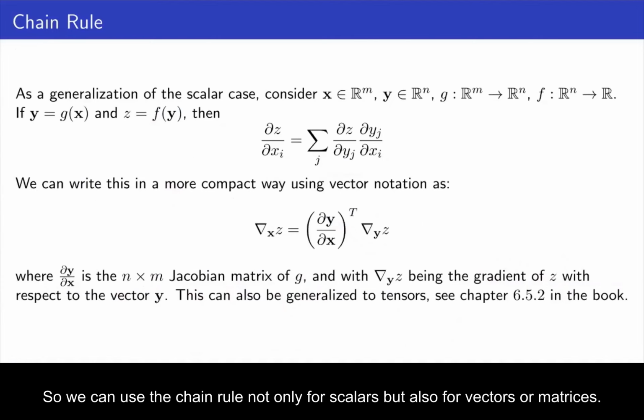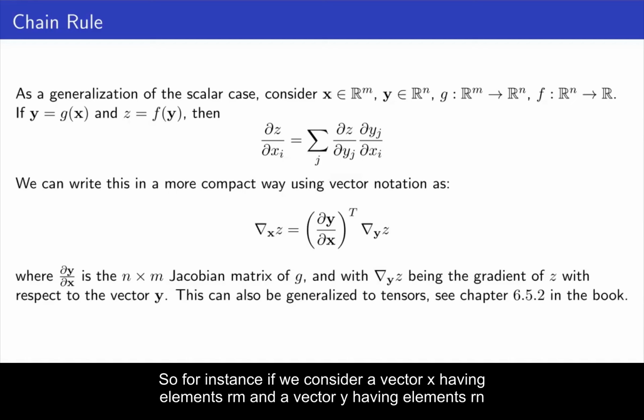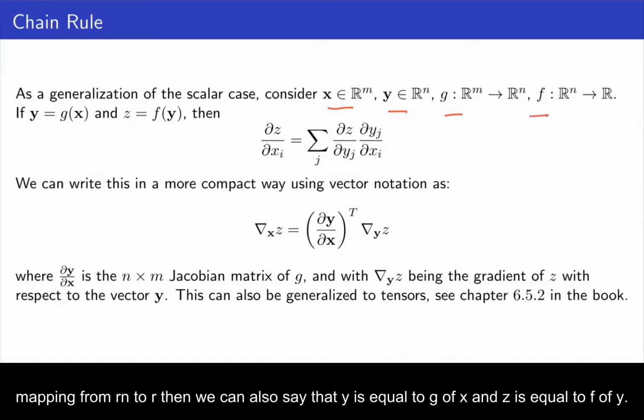So we can use the chain rule not only for scalars, but also for vectors or matrices. For instance, if we consider a vector x in R^m and a vector y in R^n, and a function g that maps from R^m to R^n, and then another function f that maps from R^n to R, then we can say that y is equal to g of x and z is equal to f of y.